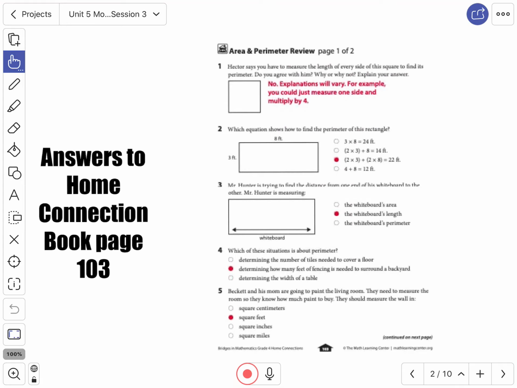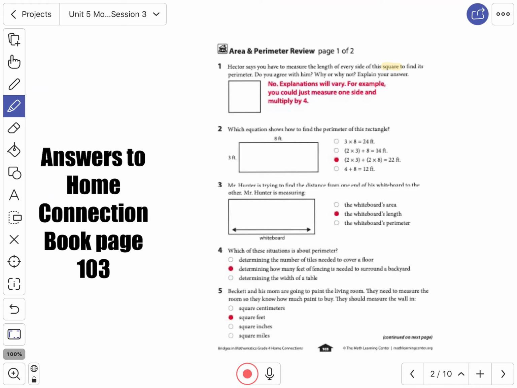Number one was that Hector says you have to measure the length of every side of this square to find its perimeter. Do you agree with him? Why or why not? Well, you shouldn't agree with him because the key word in that question was square. If it's a square, obviously all the sides are going to be the same length, okay? So you would just multiply one side by 4, and that would be your perimeter.